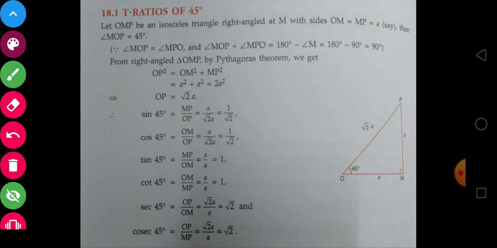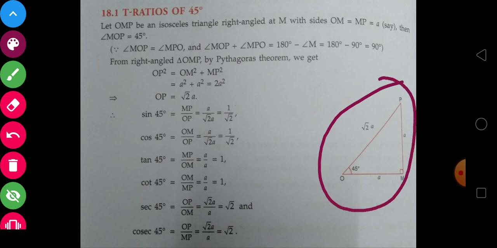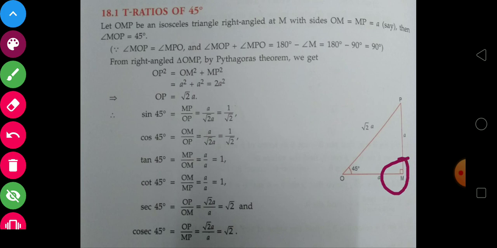So suppose I have this triangle which is PMO. In this triangle, angle M is 90 degrees. So this is a right angle triangle, and also side PM and OM are equal. Therefore, if side PM is A, then the other side OM is also A. So this makes this triangle an isosceles triangle, right? And one of the angles is 90 degrees, that means these two angles are 45 degrees, correct?